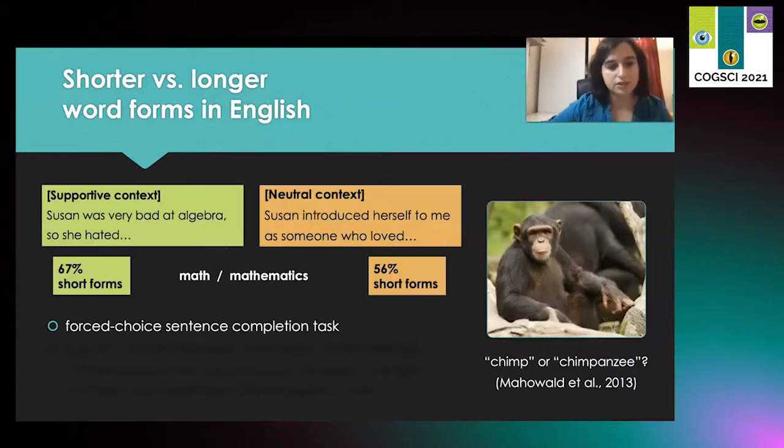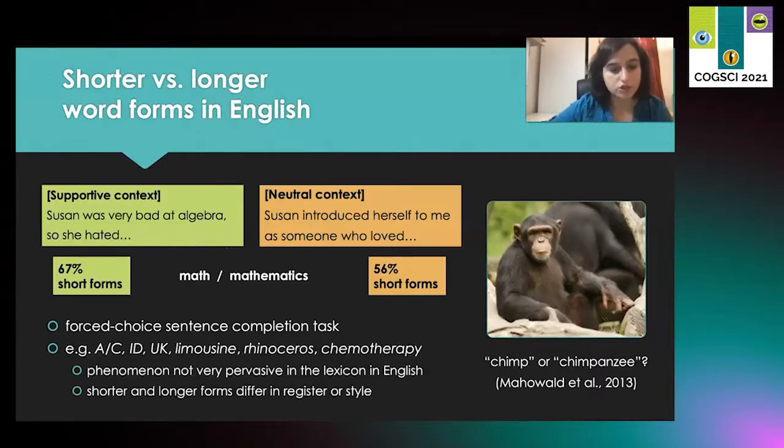They found indeed that the short forms were chosen more often in the supportive context than in the neutral context: 67% of the time in the supportive context versus 56% of the time in the neutral context. However, they chose words such as AC, ID, UK, so acronyms, or limousine, rhinoceros, chemotherapy, that are either acronyms or words of foreign origin. So this is a phenomenon that is arguably not very pervasive in English. And also, shorter and longer forms differ for the register or style.